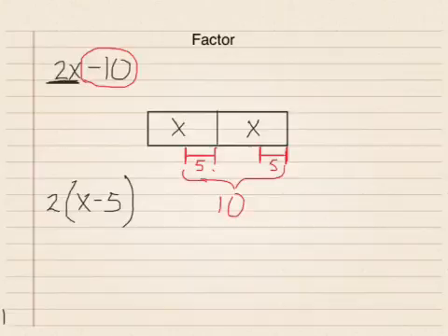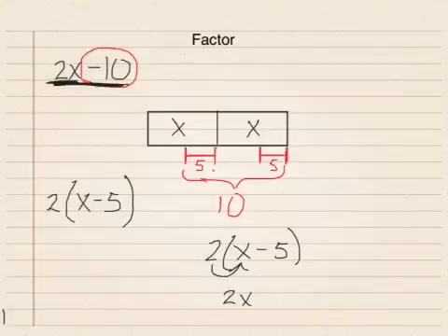One way that we can check our answer is by using the distributive property to make sure that we end up with the same expression that we started with. If I have 2 groups of x take away 5, we would have 2 groups of x, and in each group I'm taking away 5, so in total we're going to end up taking away 10. We end up with the same expression that it asked us to factor.